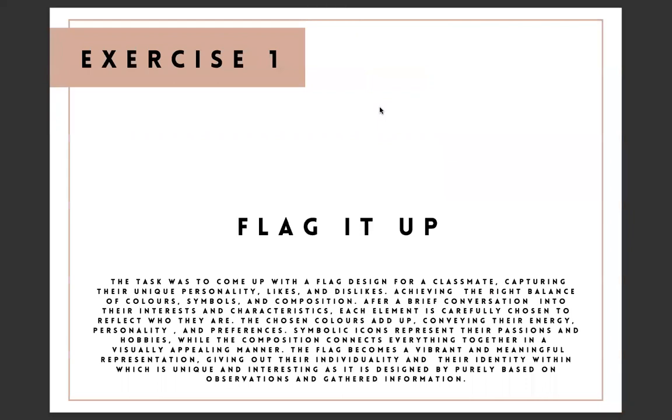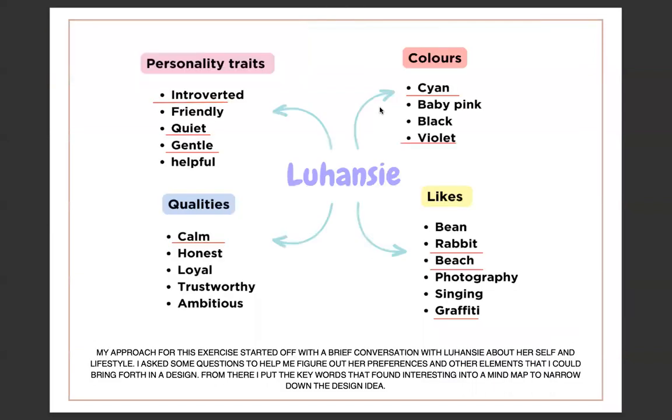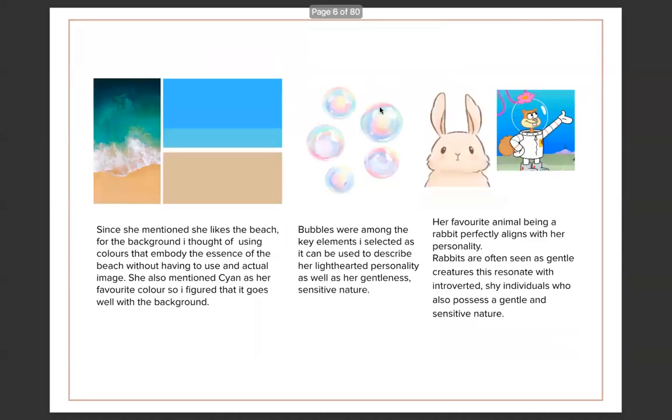The first exercise was Flag It Up, where we were asked to team up with a classmate and design a flag based on their personality, likes, and dislikes. I jotted down some facts about Luhansi and her preferences after a brief conversation, and from there, I picked out some facts that I could put into a design.